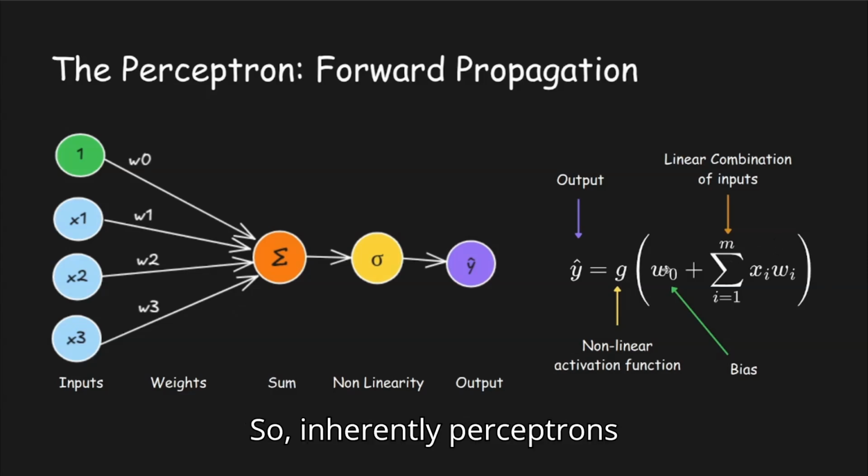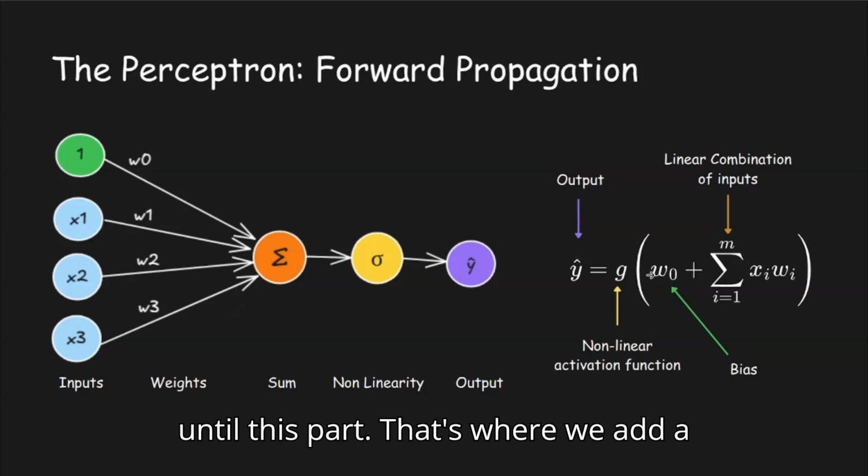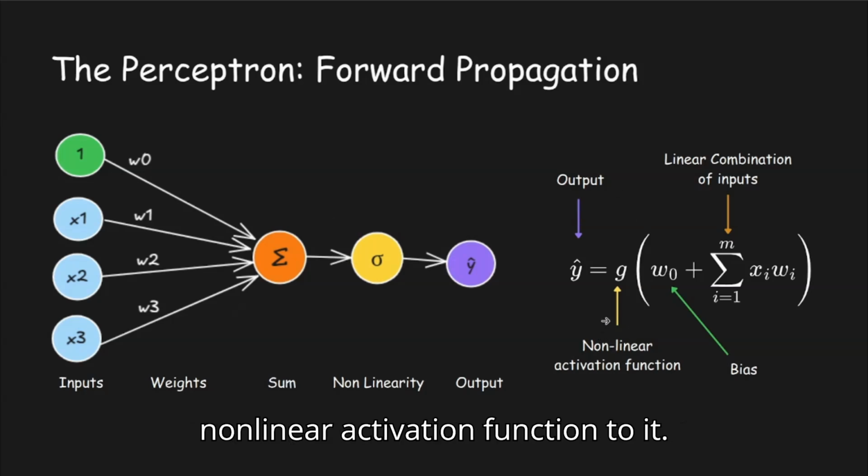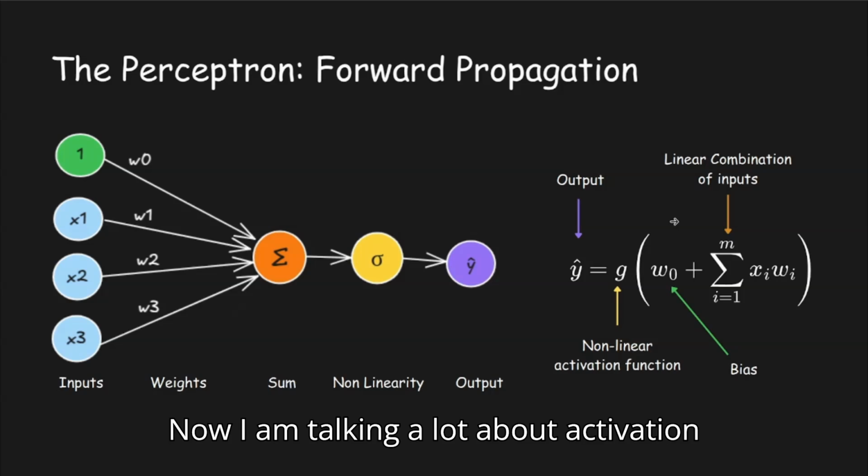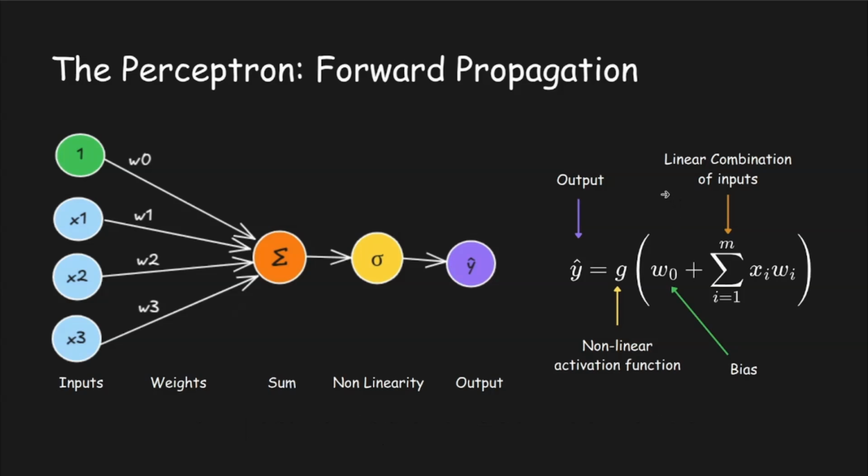So inherently, perceptrons are linear until this part. That's where we add a non-linear activation function to it. Now I'm talking a lot about activation functions. Let's see what these activation functions look like.